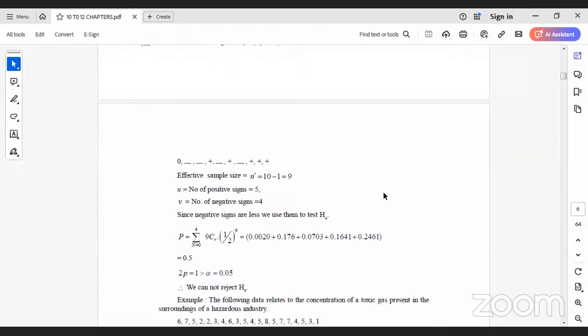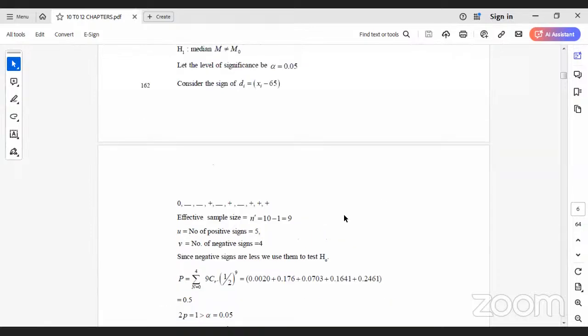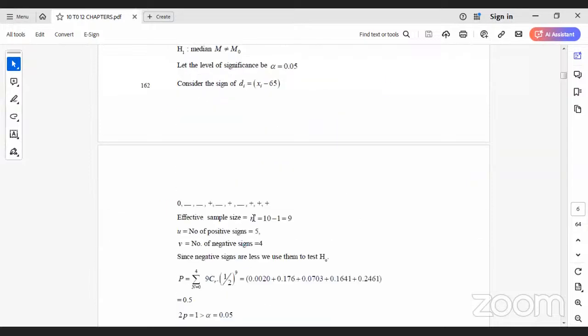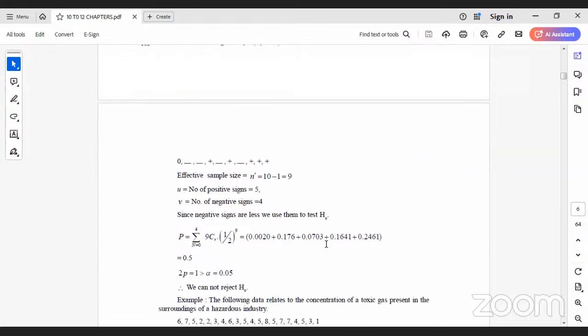Clear? So I take n' as total 10, let us see: 1, 2, 3, 4, 5, 6, 7, 8, 9, 10. So n' the sample size is equal to 10 minus 1, which is 9, because one value is 0. The number of positive signs is 5 and the number of negative signs is 4. Since the negative signs are fewer, we use them to test H0.